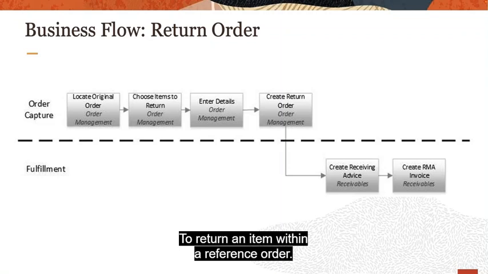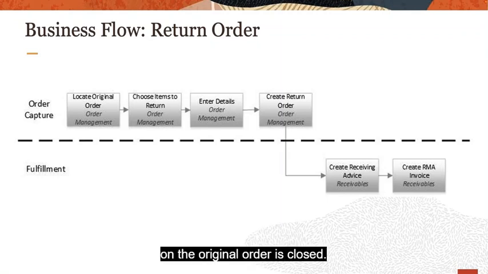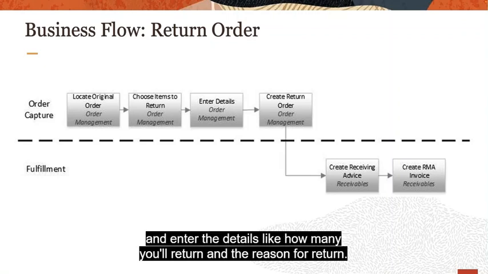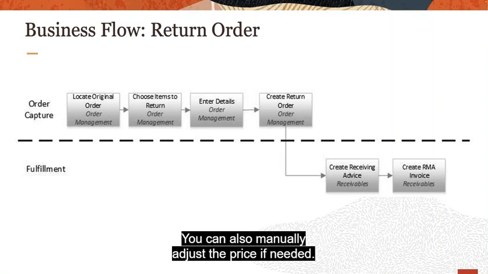To return an item within a reference order. If you want to return an item from a previous order, you'll first need to make sure the fulfillment line for that item on the original order is closed. Once that's done, you'll search for the closed order, choose the line with the item you want to return, and enter the details, like how many you'll return and the reason for return. Then, you complete the return line on the new order. You can also manually adjust the price if needed.